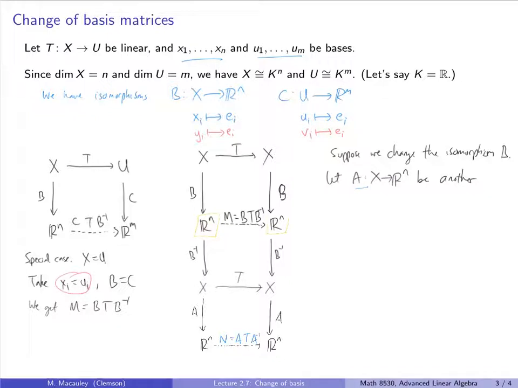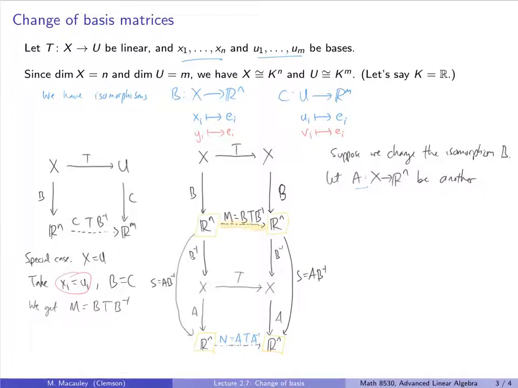Now we have a commutative diagram. Let me add a map here. So this map here, let me call this S, which is A B inverse. This map here is S equals A B inverse. So now this diagram, let me highlight this.